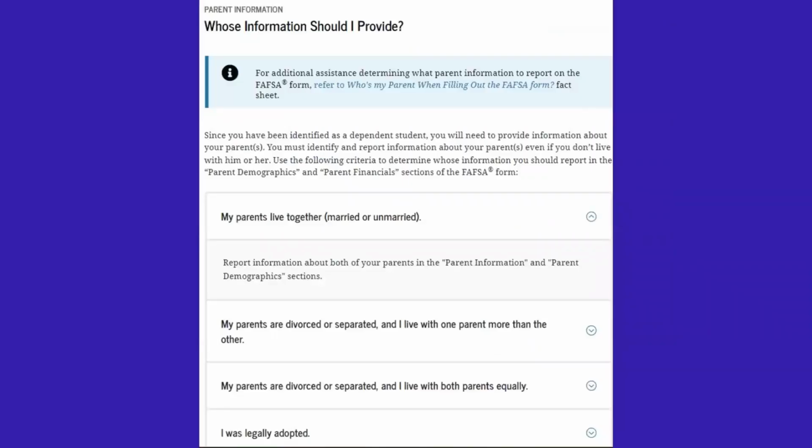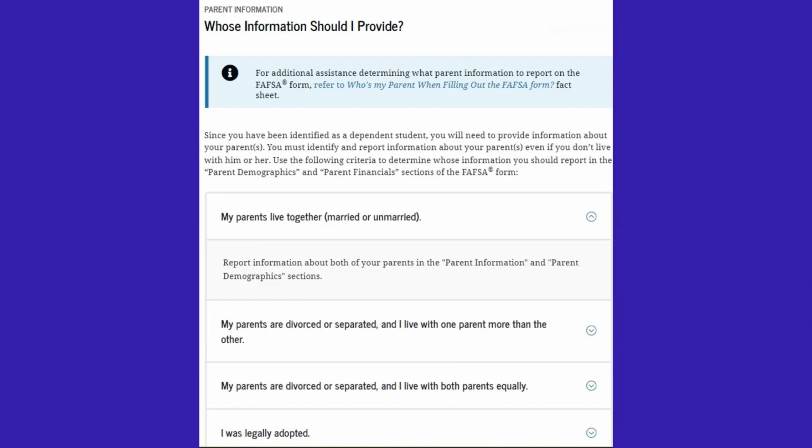All right, so whose information should I provide? So this is where they're asking you, and again, I'm assuming for purposes of this particular breakout that both parents are living in the home. So you would say that my parents live together and check off the first one.